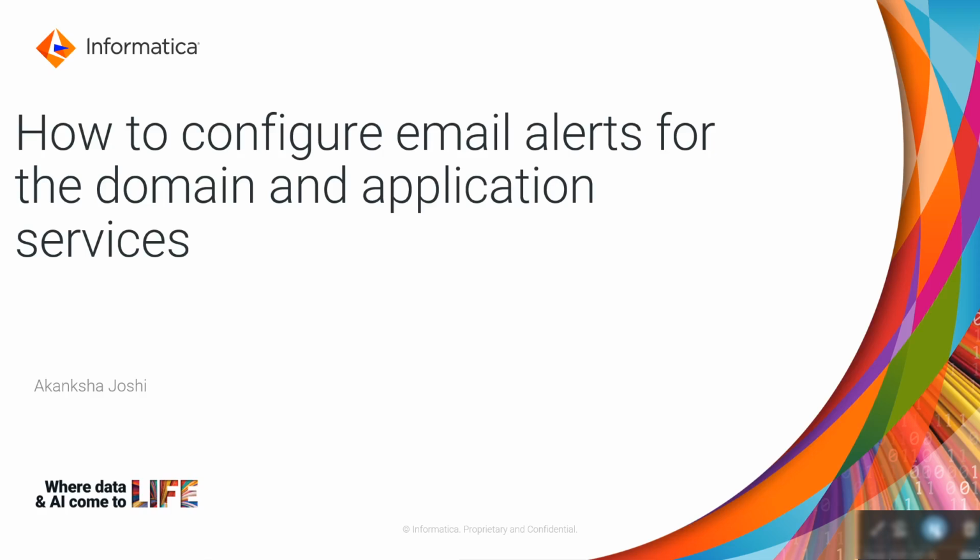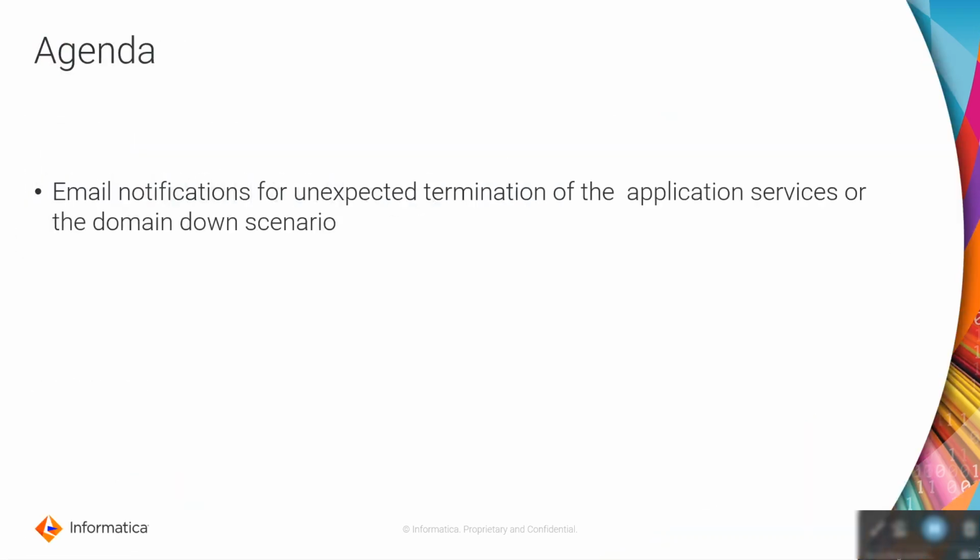In this video, we will be covering how to configure the email alerts for the domain and the application services. So the agenda of this video: whenever there is an unexpected termination of the application services or your domain is down, you will get email alerts or email notifications for the same. So how can we configure that?